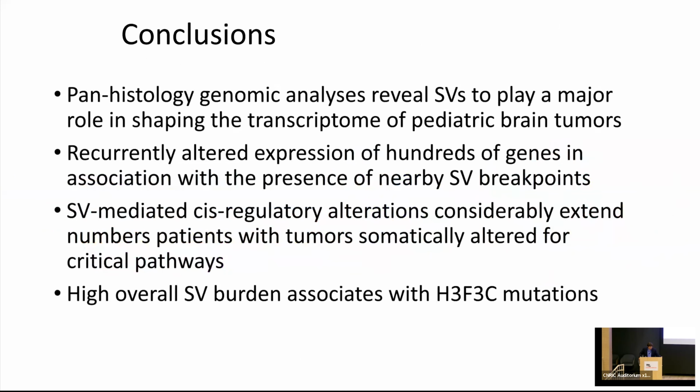So in conclusion, we find that pan-histology genomic analyses reveal SVs to play a major role in shaping the transcriptome of pediatric brain tumors. Recurrently altered expression of hundreds of genes associated with the presence of nearby SV breakpoints were detected by our methods. SV-mediated cis-regulatory alterations considerably extend the numbers of patients with tumors somatically altered for critical pathways. And finally, high overall SV burden associates with H3F3C mutations.